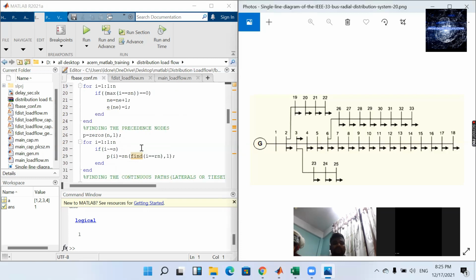Now, again we go further, and that is finding the precedence node. What is this? Precedence node means the sending node of the corresponding bus number. That is, in the given figure, the precedence node of 25 is 24. Likewise, the precedence node of 19 is 2, because 19 is fed from 2.